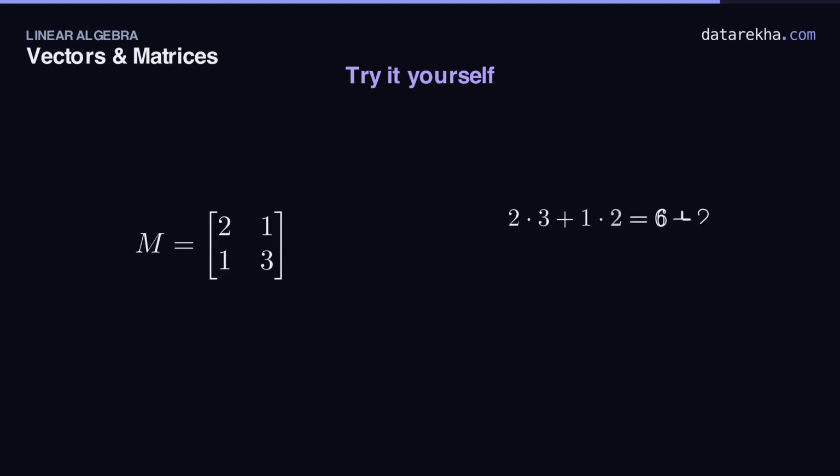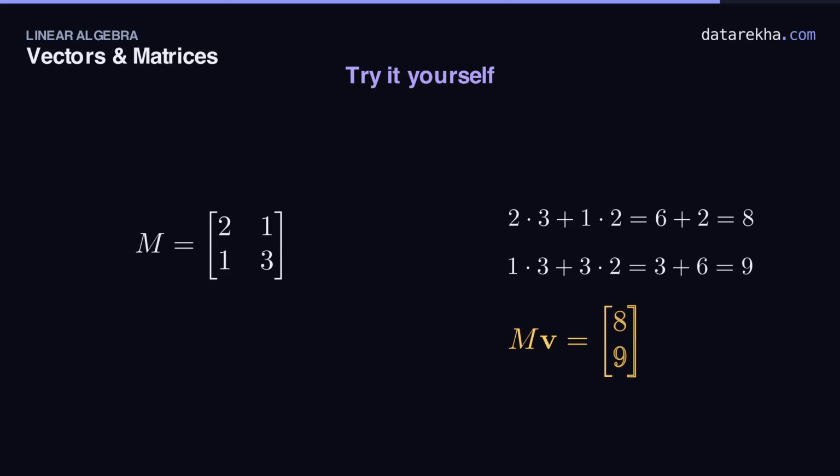Here's the walkthrough. Top row, 2, 1, with V. 2 times 3 is 6. 1 times 2 is 2, 8. Bottom row, 1, 3. 3 plus 6 is 9. So M times V is 8, 9.